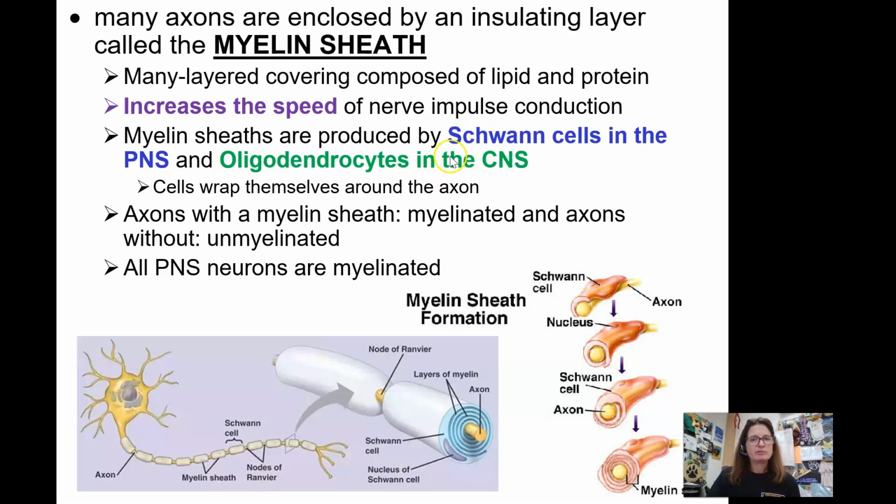How I remember who is who. This is going to be one of those stupid little memory things that have nothing to do with anything. But Schwann sounds like swan, the bird, the pretty bird. And swans as a bird, they're pretty. Pretty begins with P, so it's the peripheral nervous system. So that's how I remember, is that Schwanns are pretty. I know Schwann isn't really a swan, but that's how I remember.